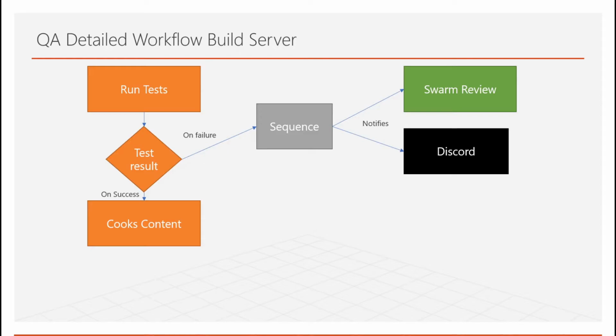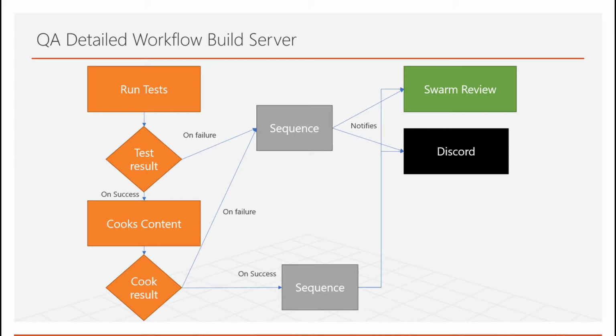If everything works fine, we're going to cook the content, or if this is the deployment, we're going to cook and assemble the executable, so basically pack it. Then if the result failed, we're going to inform Swarm and Discord again. So Swarm downvotes the review and Discord says, hey, something is wrong. And if this is successful, we also inform Swarm, hey, everything is okay, and the user, everything is okay.